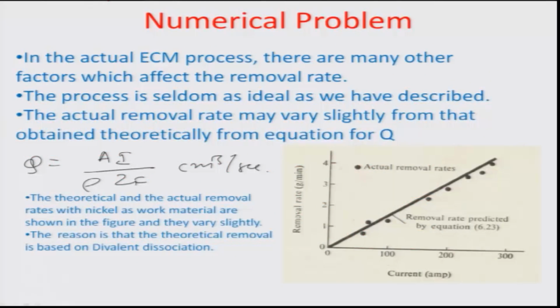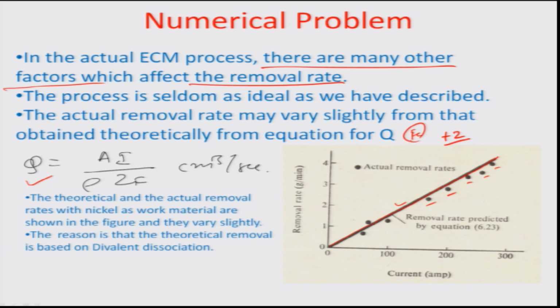So in actual ECM, however, there are many other factors which would affect the removal. In fact, if I were to look at this similar example, you would see that the actual removal rates are slightly lower in comparison to the predicted removal rate, which is given by this solid line right here. And one of the reasons is that we have not really considered the other valencies which are there, and we have always considered the divalent dissolution in the case of, for example, iron.